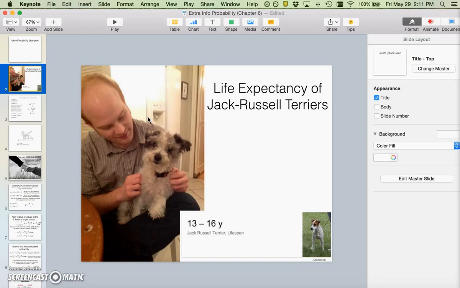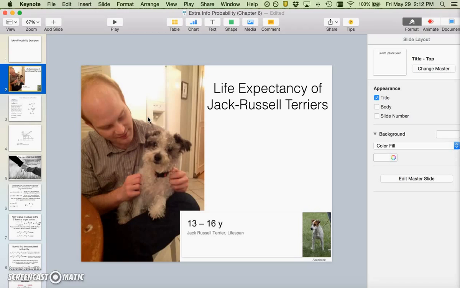To begin with, let's pick something that's actually a little bit more concrete. This is my little dog. She's a Jack Russell Terrier. Her name is Lucy. And I wanted to see, all right, well, given that we know that she's 10 years old, what is the likelihood that she will die in the near future? I don't want her to die, obviously, but let's see.